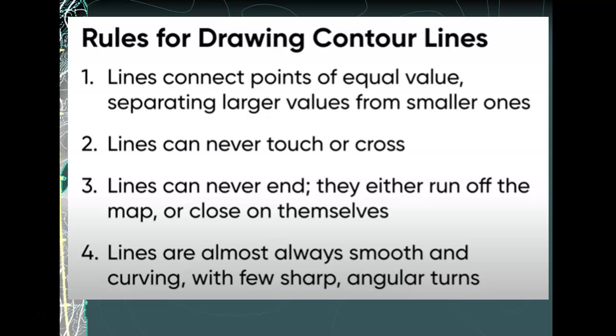Start things off, there are four rules when it comes to drawing contour lines. First rule is the lines themselves connect points of equal value, and the whole point of the line is to separate out larger values from smaller values. You'll see what I mean in a second by that.